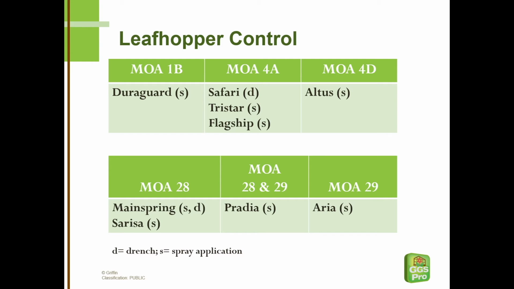For control of leafhoppers, again, we like to have some systemic or at least translaminar activity to the chemicals that we're using, and some residual because, as we know, mums aren't that easy to spray. Products are listed here. We have a couple of options for drenches for leafhoppers in Safari and Mainspring, and the rest of the products are for spray options.